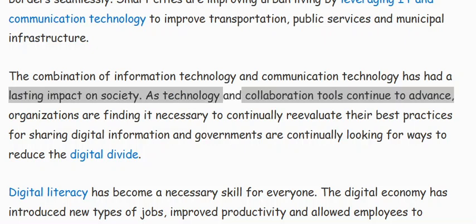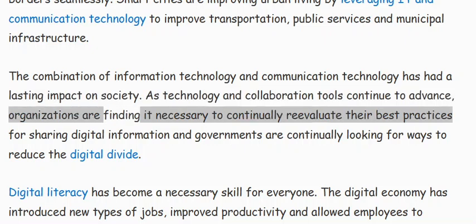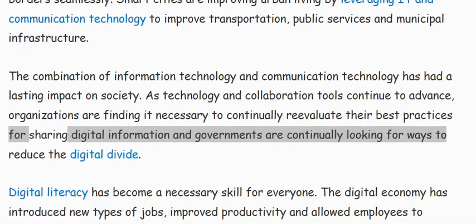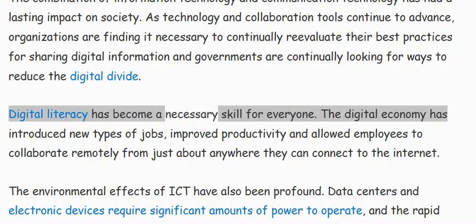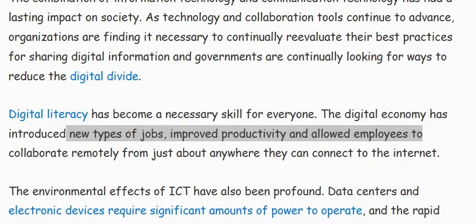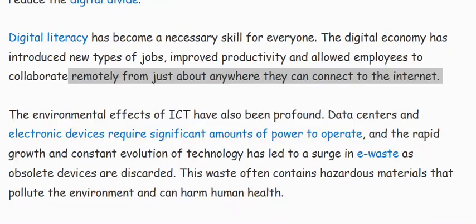As technology and collaboration tools continue to advance, organizations are finding it necessary to continually reevaluate their best practices for sharing digital information, and governments are continually looking for ways to reduce the digital divide. Digital literacy has become a necessary skill for everyone. The digital economy has introduced new types of jobs, improved productivity, and allowed employees to collaborate remotely from just about anywhere they can connect to the internet.